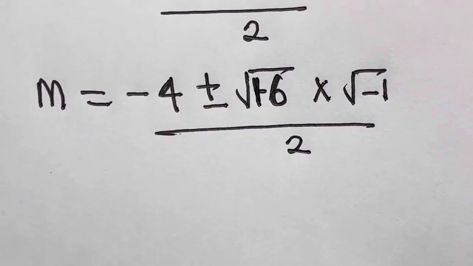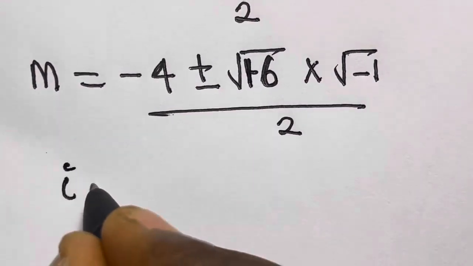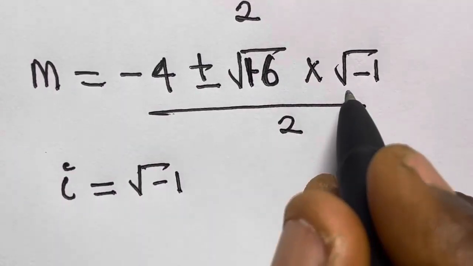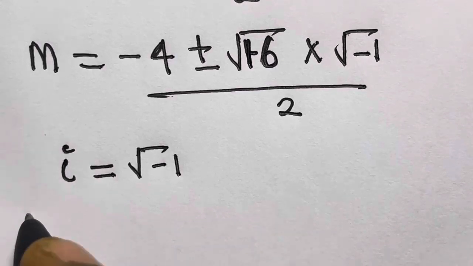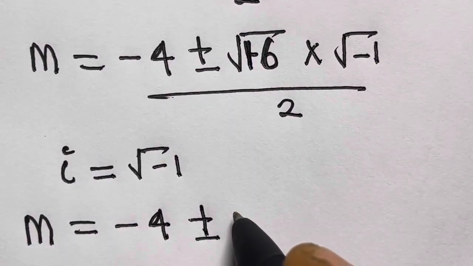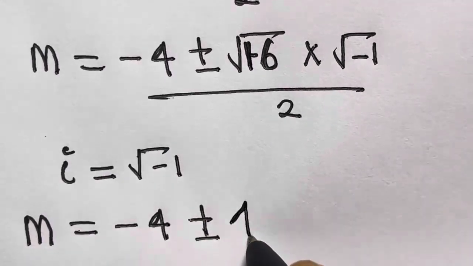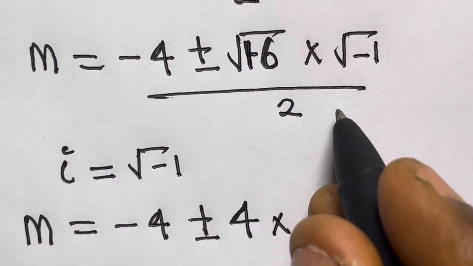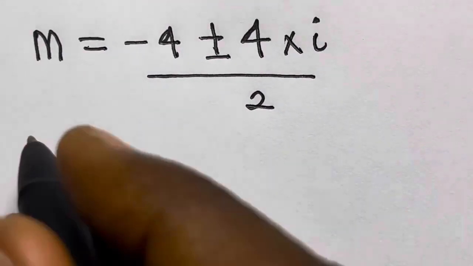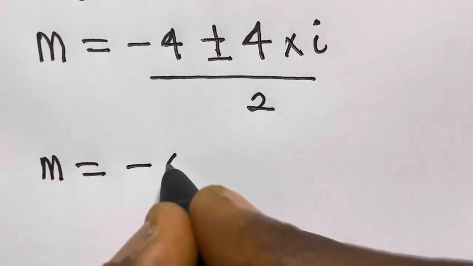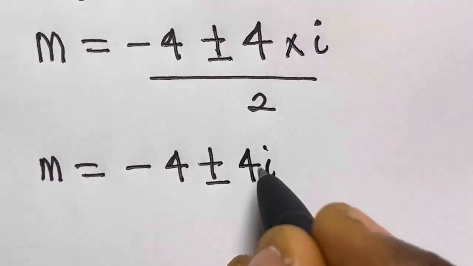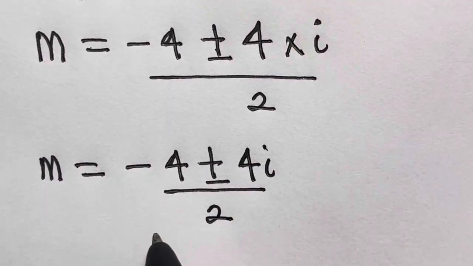But recall that our i, which is iota, is equal to square root of minus 1, and we can substitute this for i into this. So we have m equals minus 4 plus or minus square root of 16, which will give us 4, then times square root of minus 1 is i, divided by 2. So we have m equals minus 4 plus or minus 4i divided by 2.